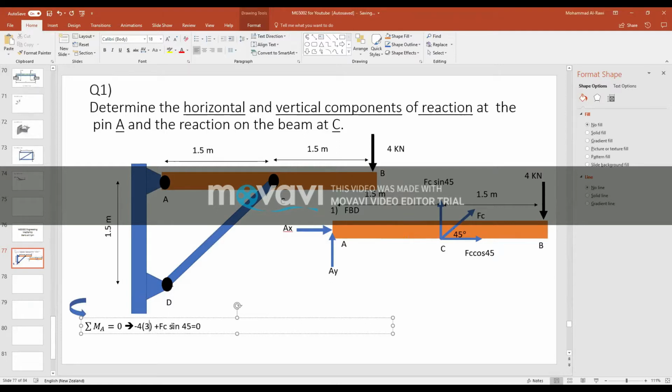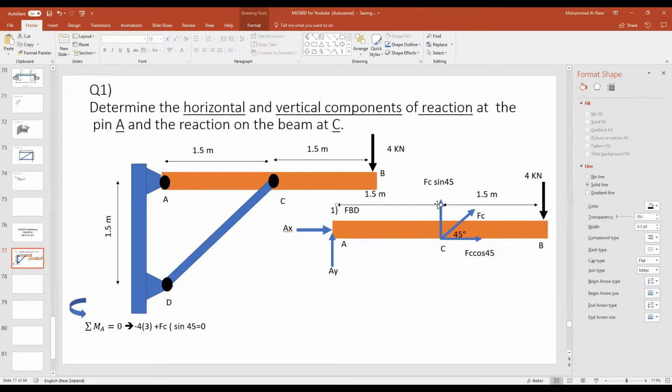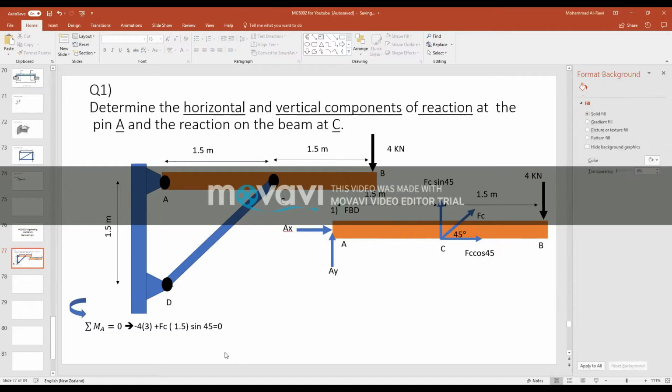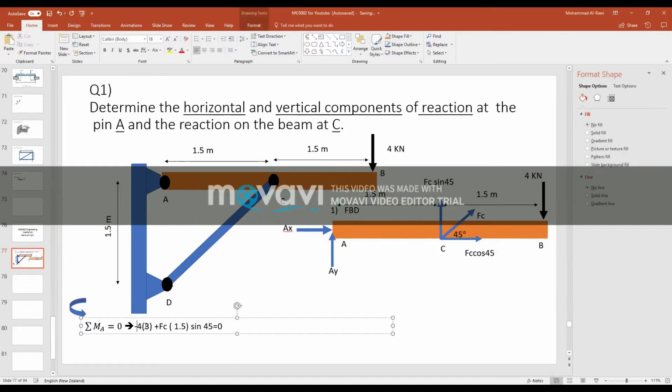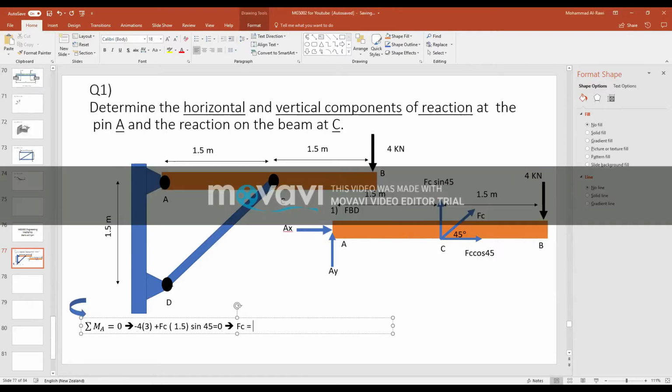Now the other one, I need to add the distance. What's the distance? If you look carefully, it's acting from here, the middle point, till point A, which is 1.5 meters. And then you have your full equation. So it's always force times distance plus force, because the force needed the components of it, times the distance 1.5. Now this equation has one unknown. Rearranging the equation, Fc should be equal to 11.31 kilonewtons.